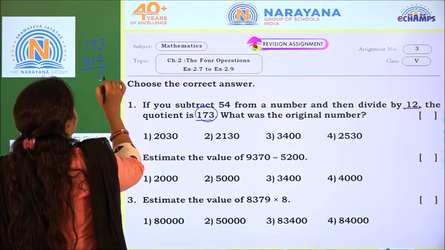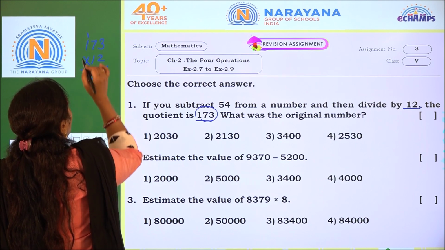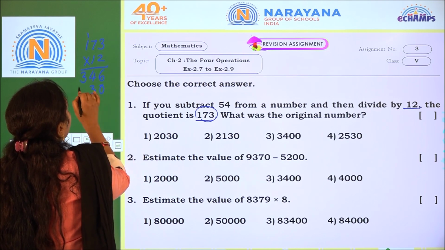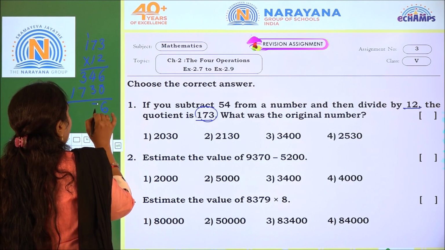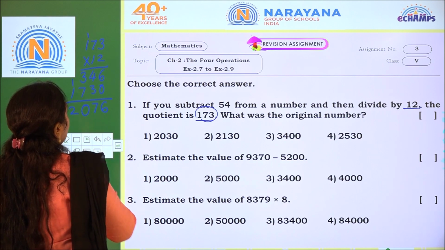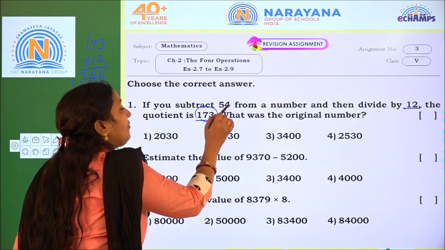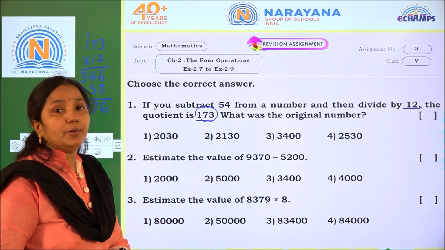Now 2 3s are 6, 2 7s are 14, 1. 2 1s are 2 plus 1 is 3. Ones place should be 0. 1 3 3, 1 7 7, 1 1 1. 6, 4 plus 3 is 7, 3 plus 7 is 10, 1 plus 1 is 2. So what is that one? 2076.